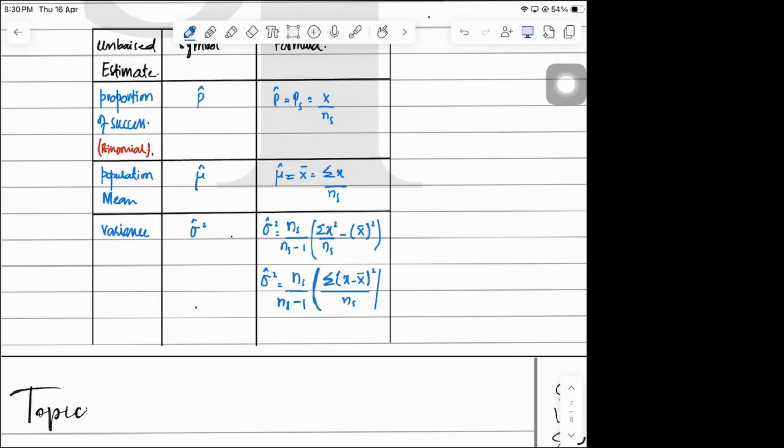Both the formulas are the same, but it depends upon the information they provide in the question. Okay.